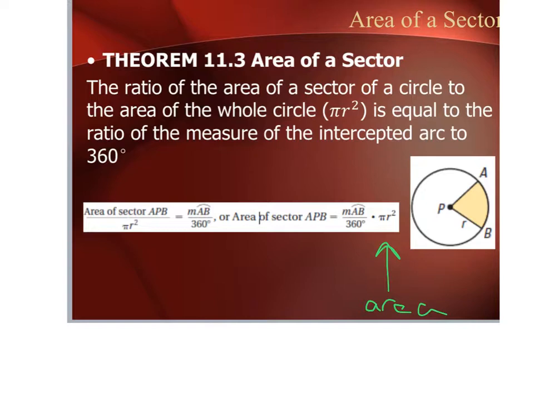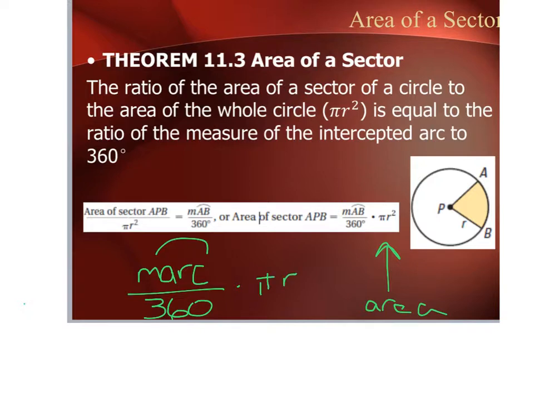So basically you're taking the arc measure in degrees, divide that by 360, and then you're multiplying it by the area of the circle. And the formula for area of a circle is just pi r squared. So you're just going to put times pi r squared.